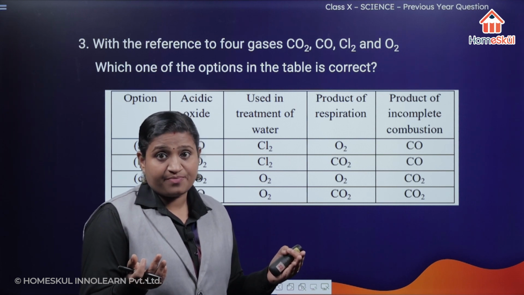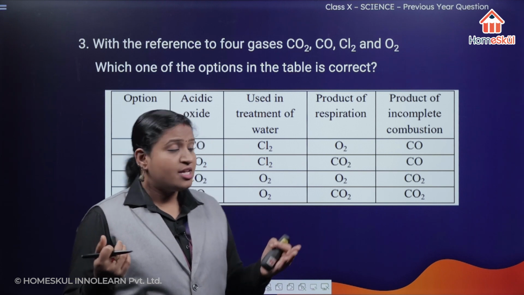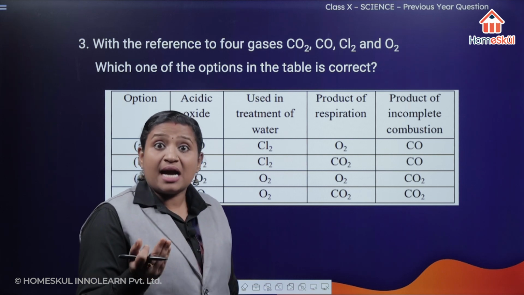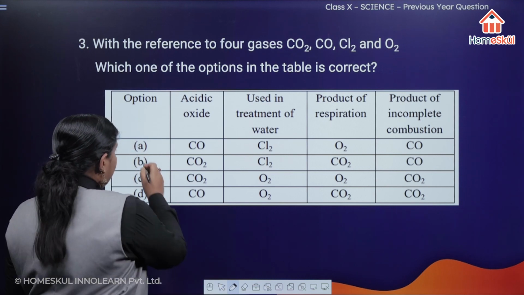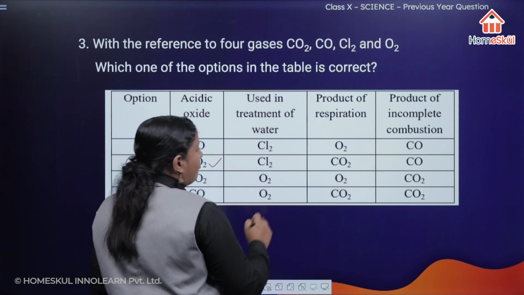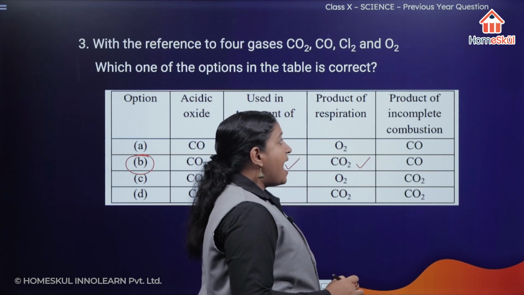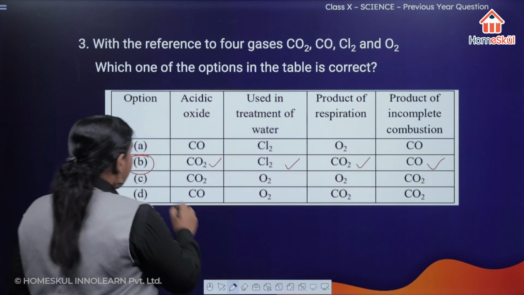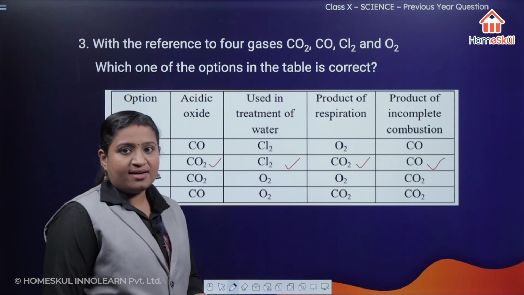Which is a product of respiration? We know as a result of respiration, carbon dioxide and nitrogen gas is released, isn't it? So, here the answer is carbon dioxide. And the product of incomplete combustion, it is of course carbon monoxide, isn't it? So, all the 4 conditions are satisfied by B, isn't it? That means acidic oxide, carbon dioxide, used in the treatment of water, that is chlorine, product of respiration, carbon dioxide, and the product of incomplete combustion, again carbon monoxide. So, our answer is option B. Okay? Clear?